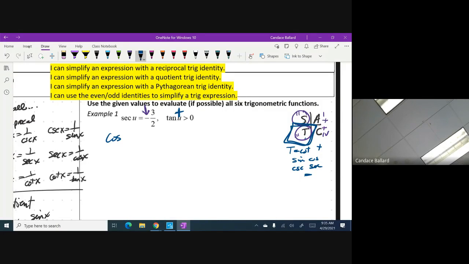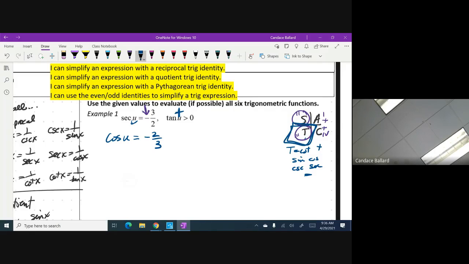Cosine, and we're going to stick with u because that's what they gave us. Cosine of u is going to be the reciprocal of secant. So I'm just going to flip this over. That's not so bad, and I just got 2 out of the 6 done, right? So now I need to find another thing that has a relationship with secant or cosine to be able to calculate my other 4. And again, I'm trying to do this without the triangles. This is another way to do it.